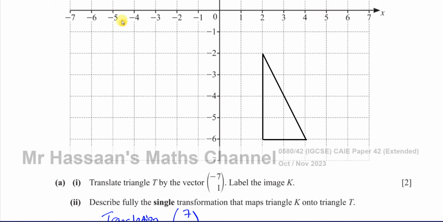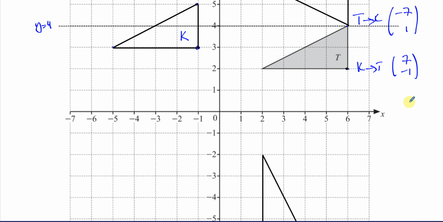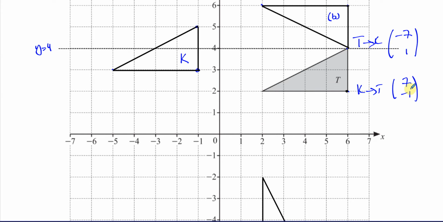And then part D is telling us to enlarge triangle T by the scale factor -1/2, center 0, 0, label the image P. So we've got here our T, and the center of enlargement, which is going to be the origin. We want to take this triangle and enlarge it by a scale factor. We have enlargement.